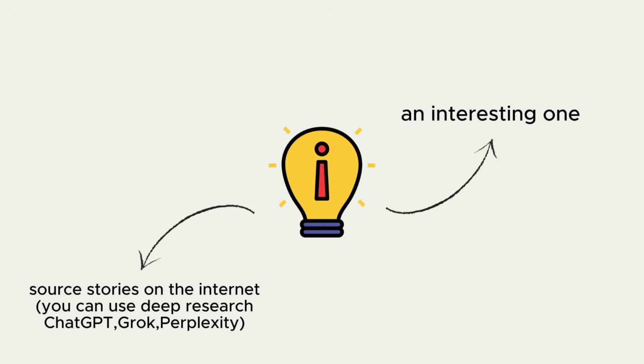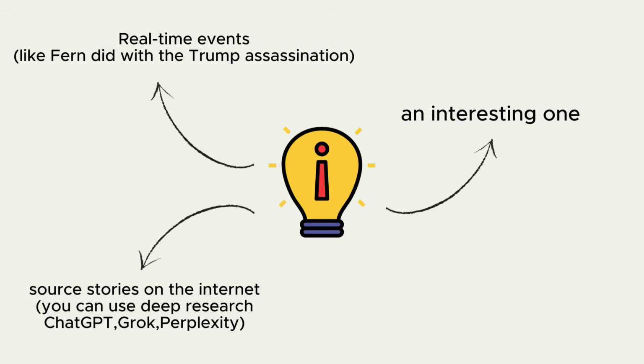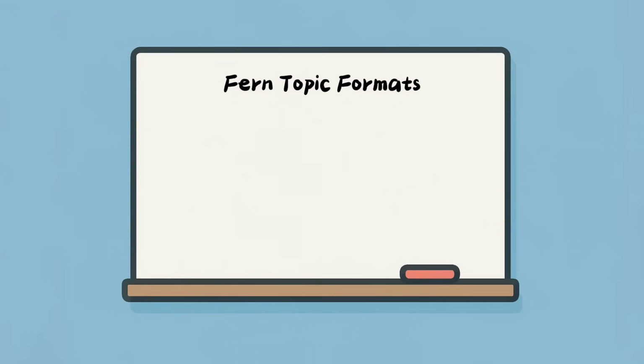First, you need a topic. Not just any topic, an interesting one. You can find fascinating stories from all over the internet, or talk about events happening right now. Here are a few formats that work well. The technology that almost destroyed, industry world.